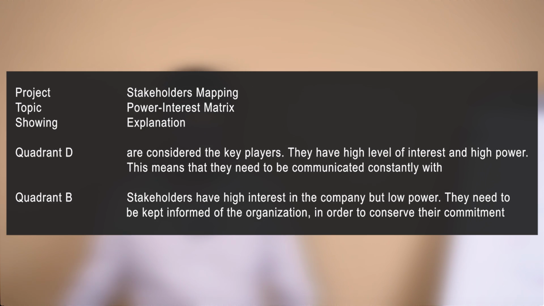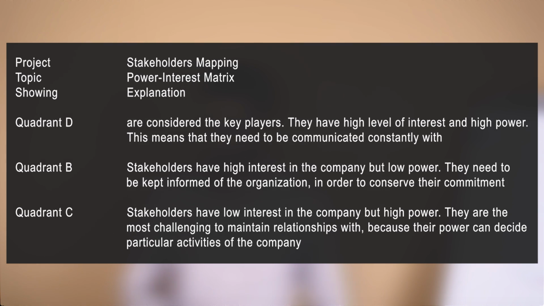Quadrant B are the stakeholders who have high interest in the company but lower power, so they need to be kept informed of the organization in order to conserve their commitment to the company. Quadrant C stakeholders have low interest in the company but have high power. They are the most challenging to maintain relationships with because their power can decide particular activities of a company.